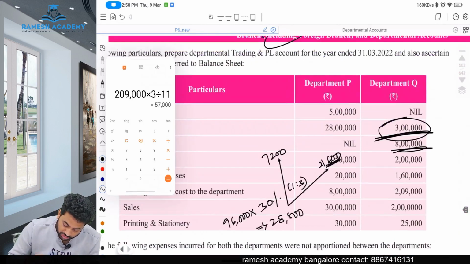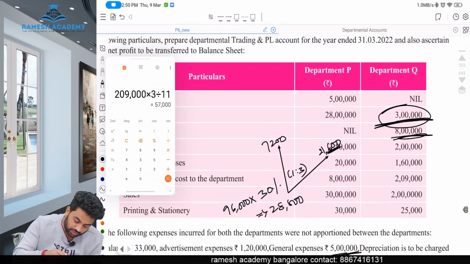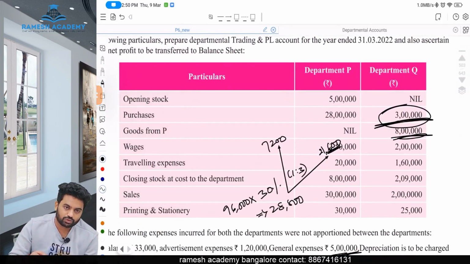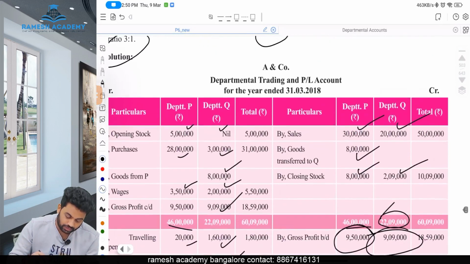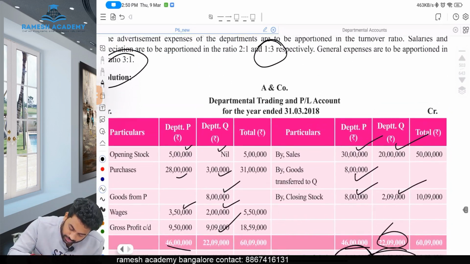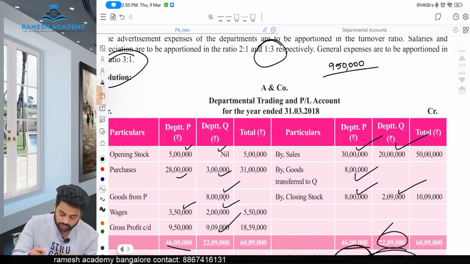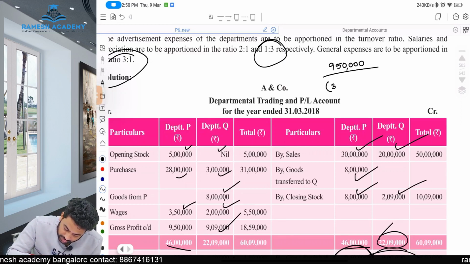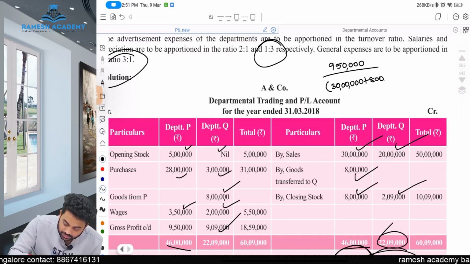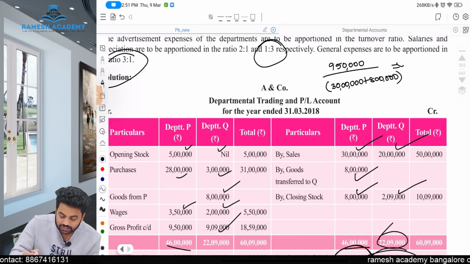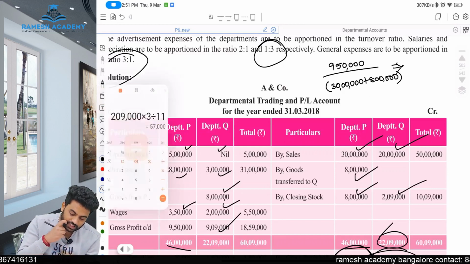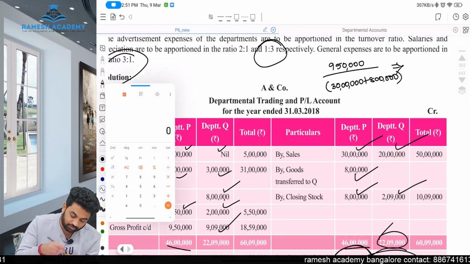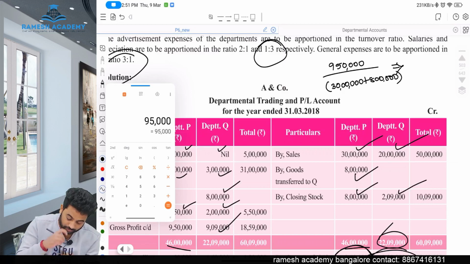So what we should do, we should compute the gross profit ratio of department P. How much is the gross profit of department P? 9,50,000 is the gross profit of department P. Okay, how much is sales? Sales is 30 lakh plus 8 lakh, because even goods transferred at a selling price is treated just like sales. The name might be different, but finally the effect in the books is of sales.